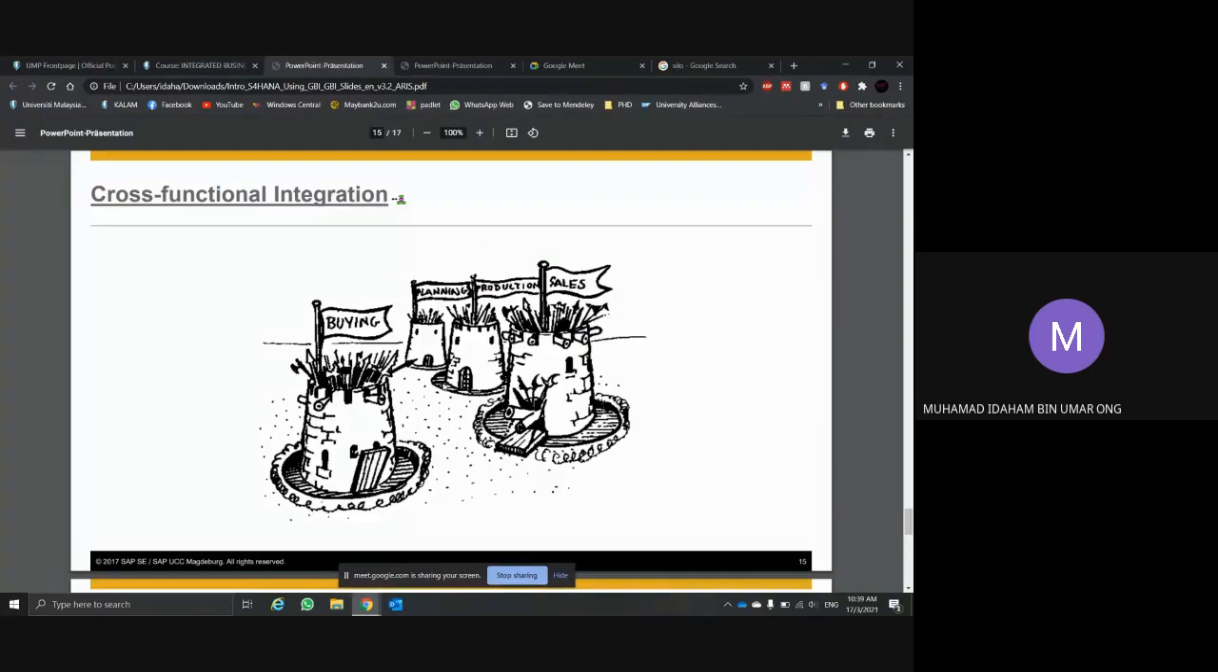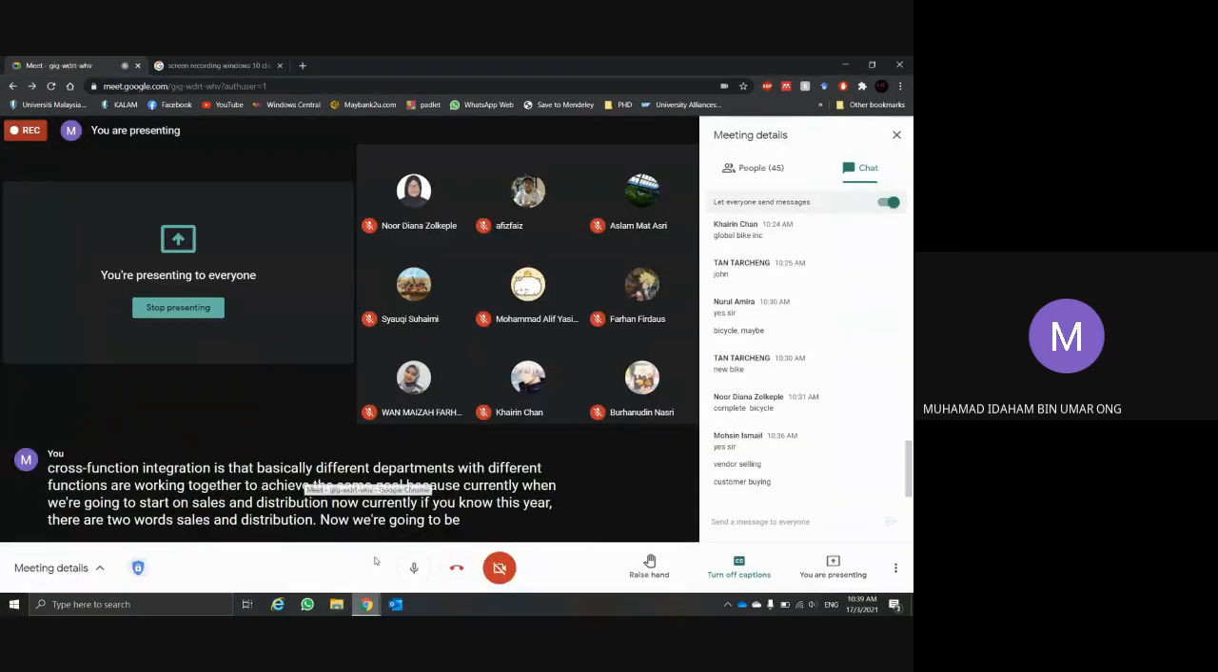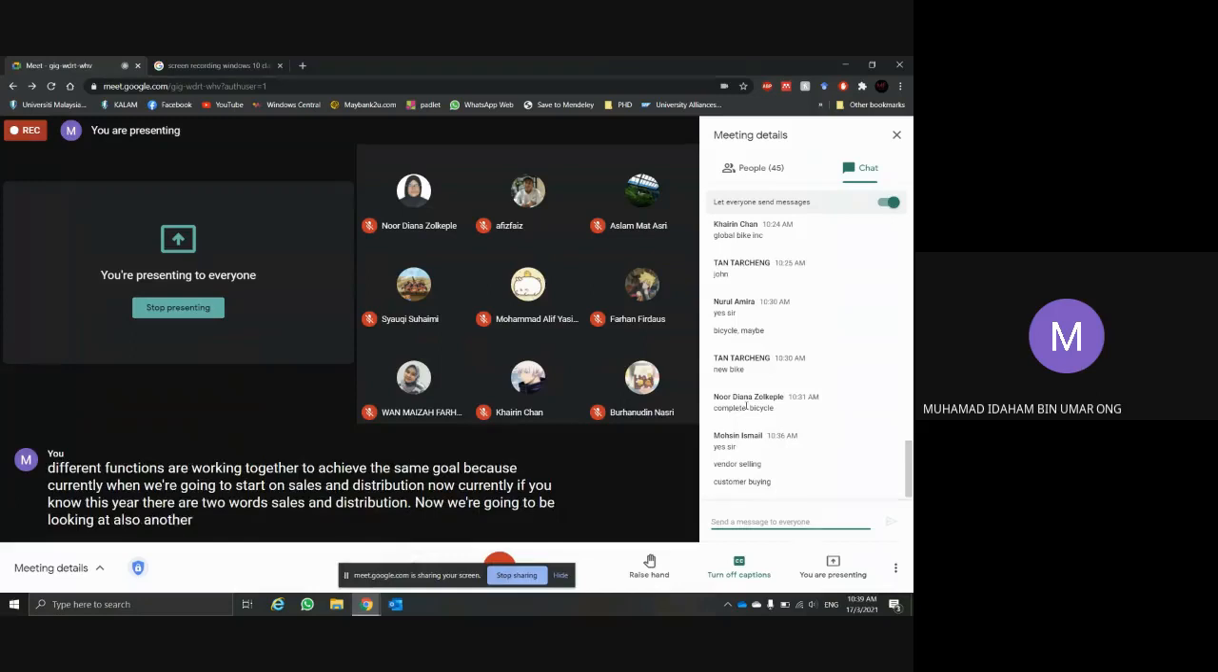So cross-function integration is that basically different departments with different functions are working together to achieve the same goal. Because currently, when we're going to start on sales and distribution, if you notice here, there are two words, sales and distribution. Now, we're going to be looking at also another part. Okay.